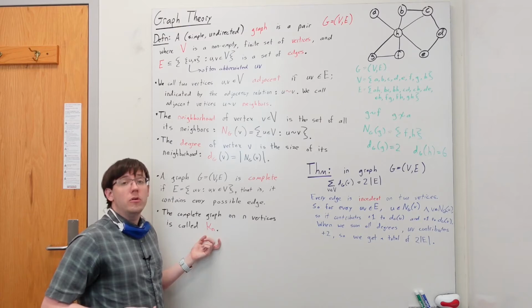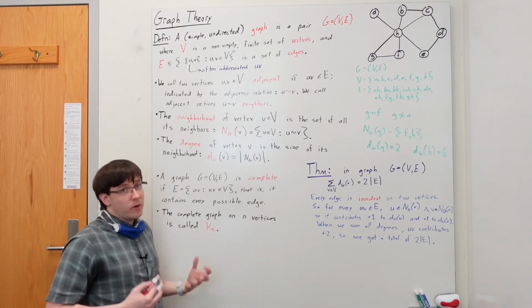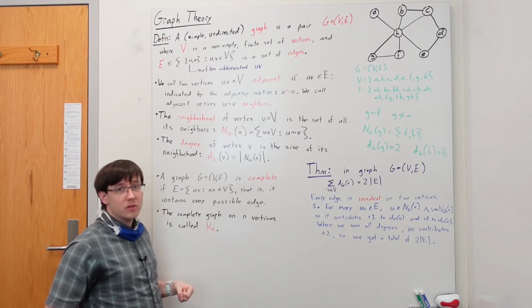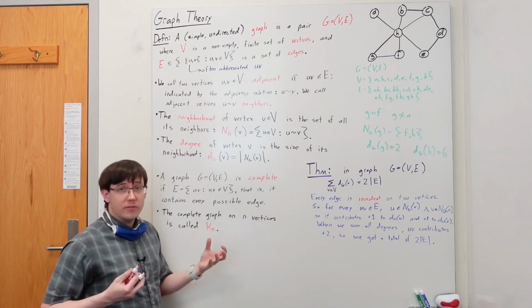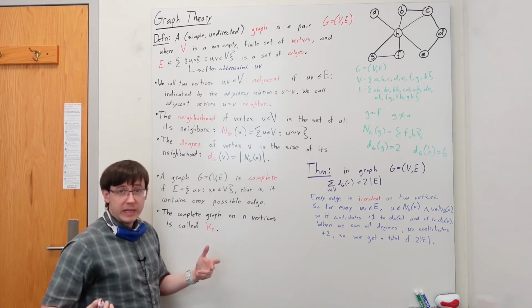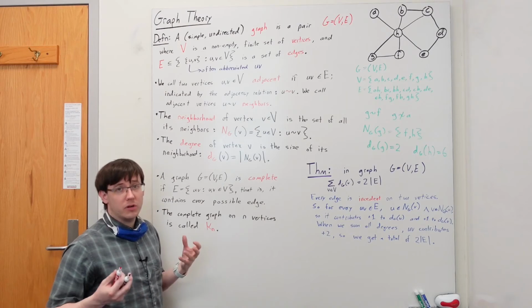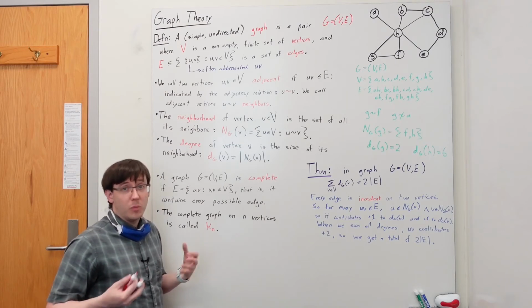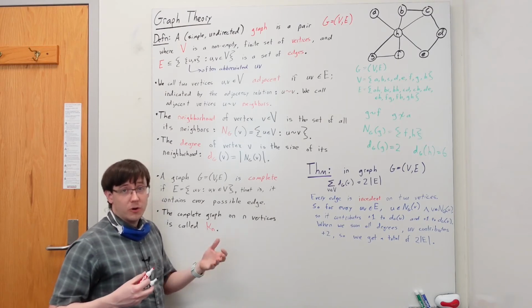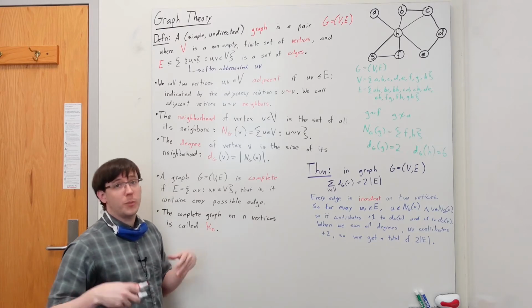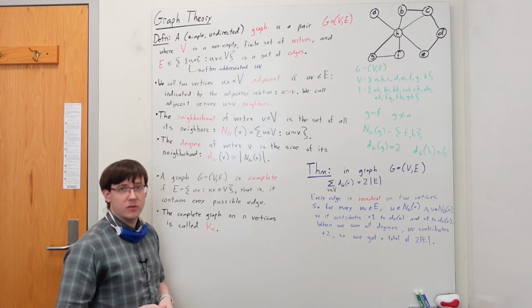A complete graph with n vertices is referred to as K sub n. And really, there's only one complete graph with n vertices, because any two graphs that are both complete and have the same number of vertices are isomorphic. That is, we can convert one to the other just by relabeling the vertices.